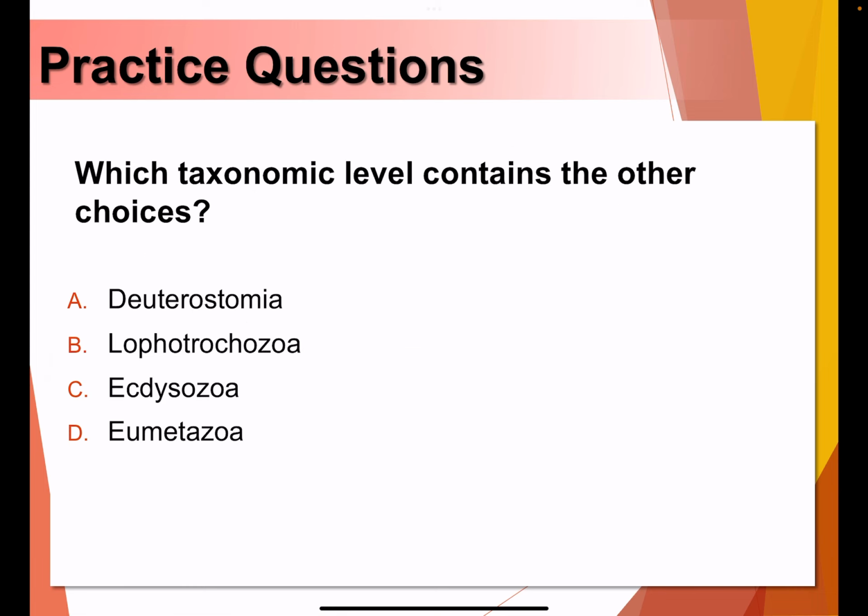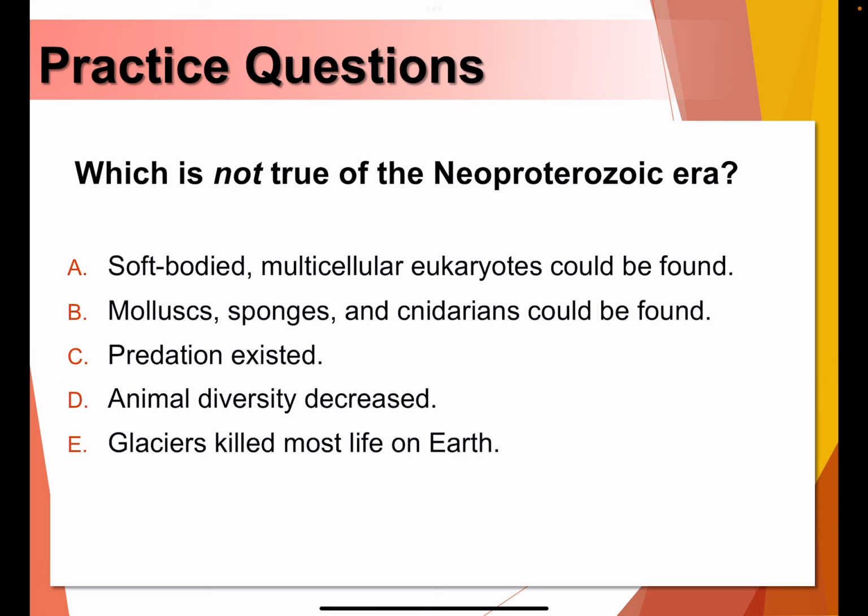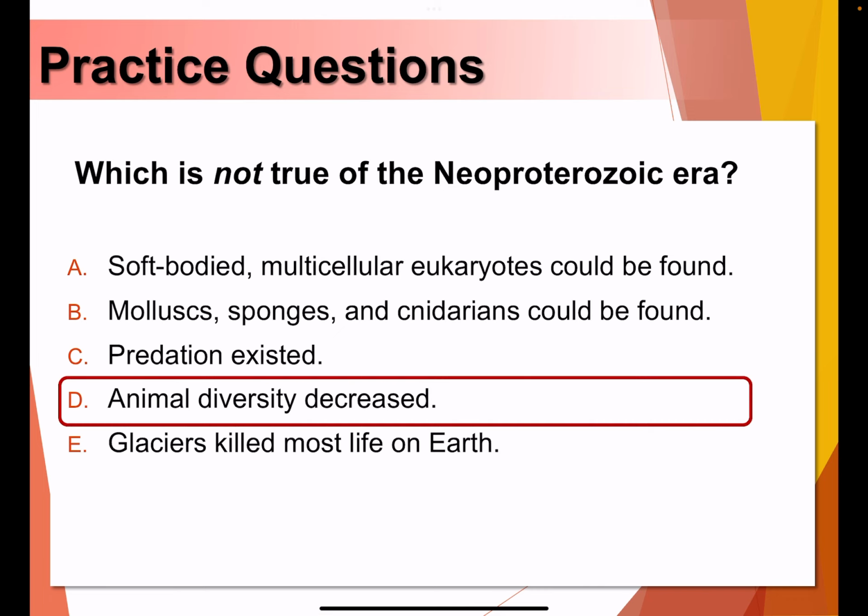Which taxonomic level contains the other choices? Going with the phylogeny of animals, if you go back to that picture, you will see that Eumetazoa is the one that includes all the other ones. Next, which is not true of the Neoproterozoic era? Animal diversity decreased, that is incorrect. If anything, that is when animal diversity started to increase, leading to the Ediacaran biota or Ediacaran period.